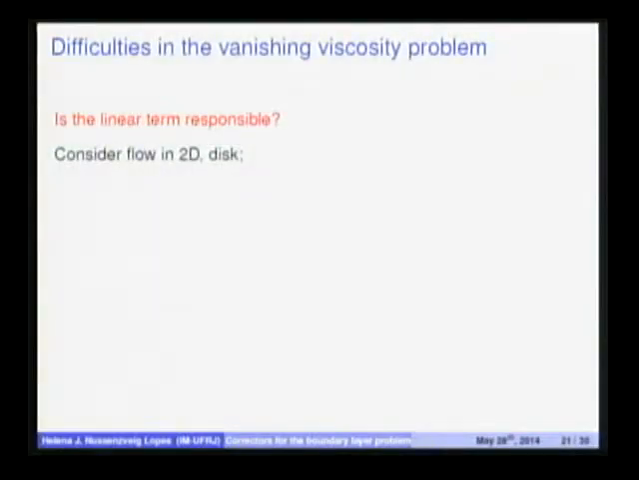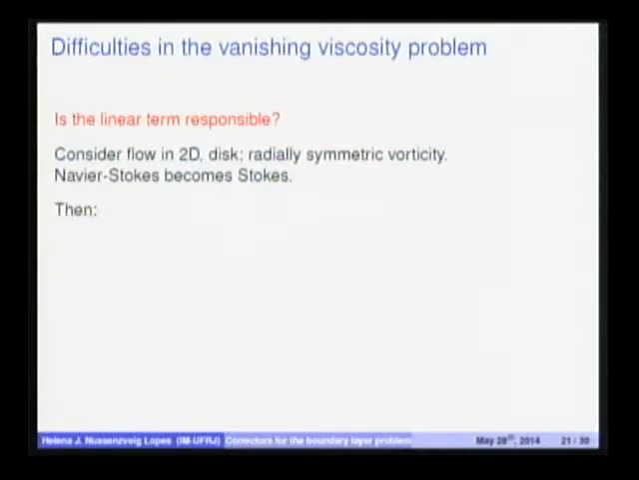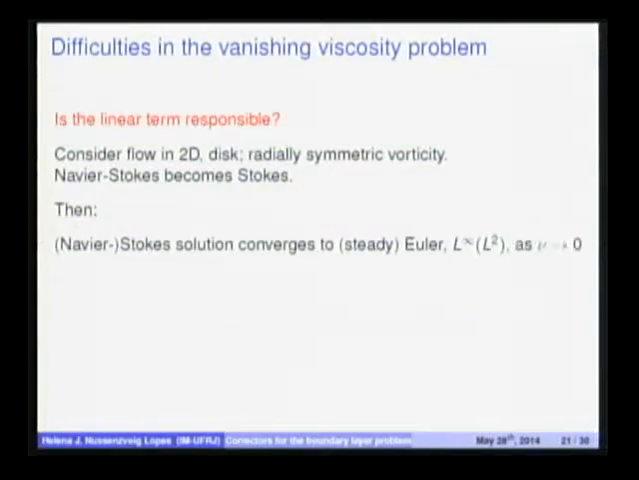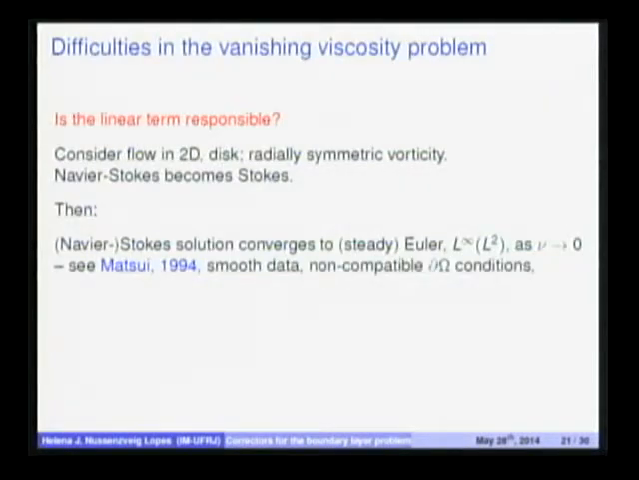So if you consider 2D flow in a disk, with radially symmetric vorticity, you eliminate the nonlinear term. All that's left is a linear term. Okay, and Navier-Stokes equations become Stokes equation. But then this Stokes solution converges to the Euler solution. So this was proved in 1994 by Matsui for smooth data but non-compatible boundary conditions. In other words, 0 for Navier-Stokes, no slip, and non-penetration for Euler.